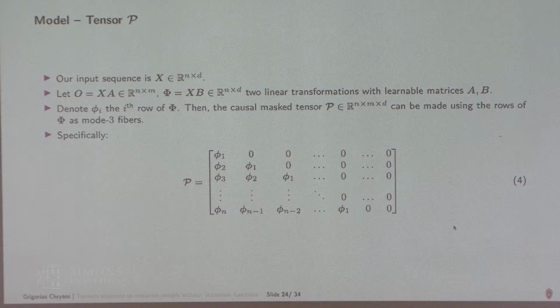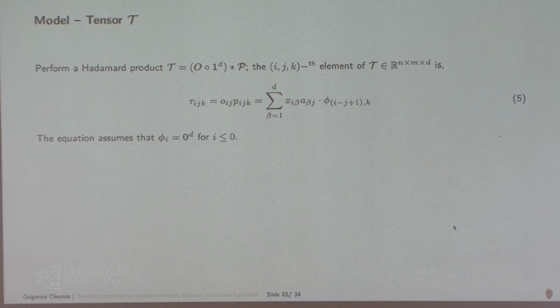And why is this a tensor? Because we have n input digits and we want to capture features in this dimension. And remember, each of the phi I is a vector, a d-dimensional vector, right? So that would go perpendicular in this dimension. So we have the tensor P, and now we are going to make a Hadamard product of the tensor P with the tensor O.